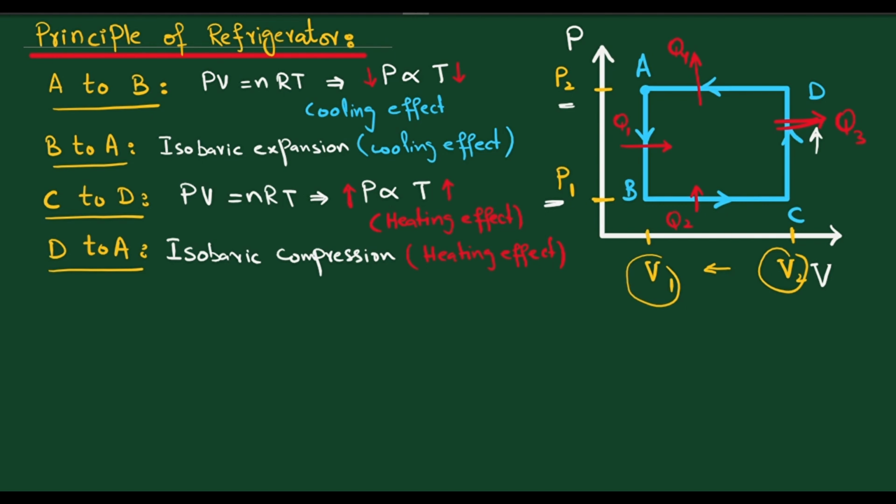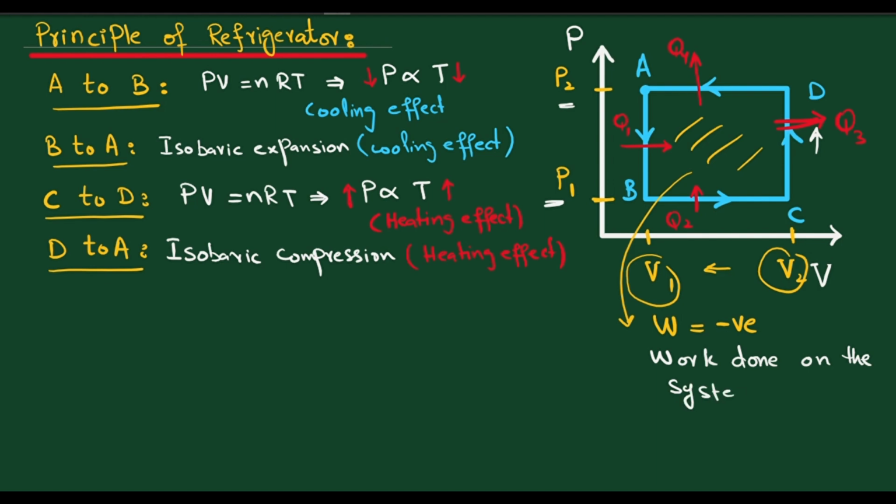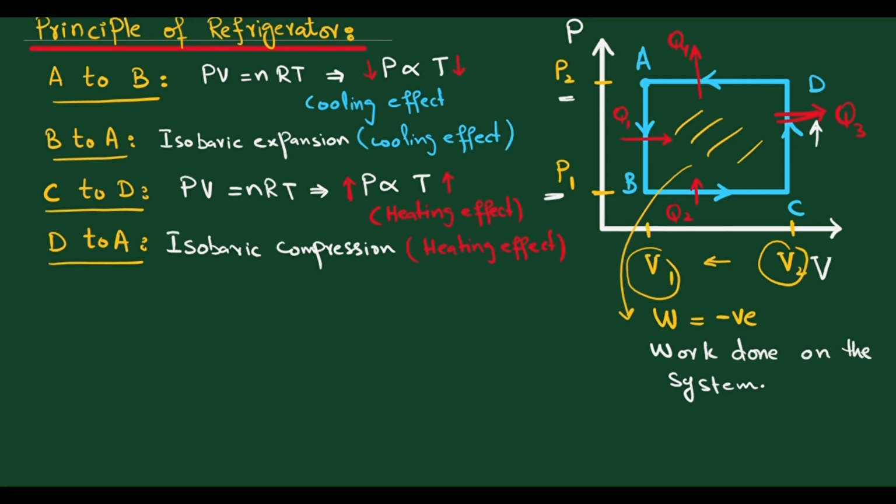The cycle is anti-clockwise, and due to the anti-clockwise direction the work done is negative. Negative work done means that work is done on the system. To achieve this cycle we have to do work on the system, and if the cycle is clockwise then work is done by the system. Now we can draw the overview of this process as here.